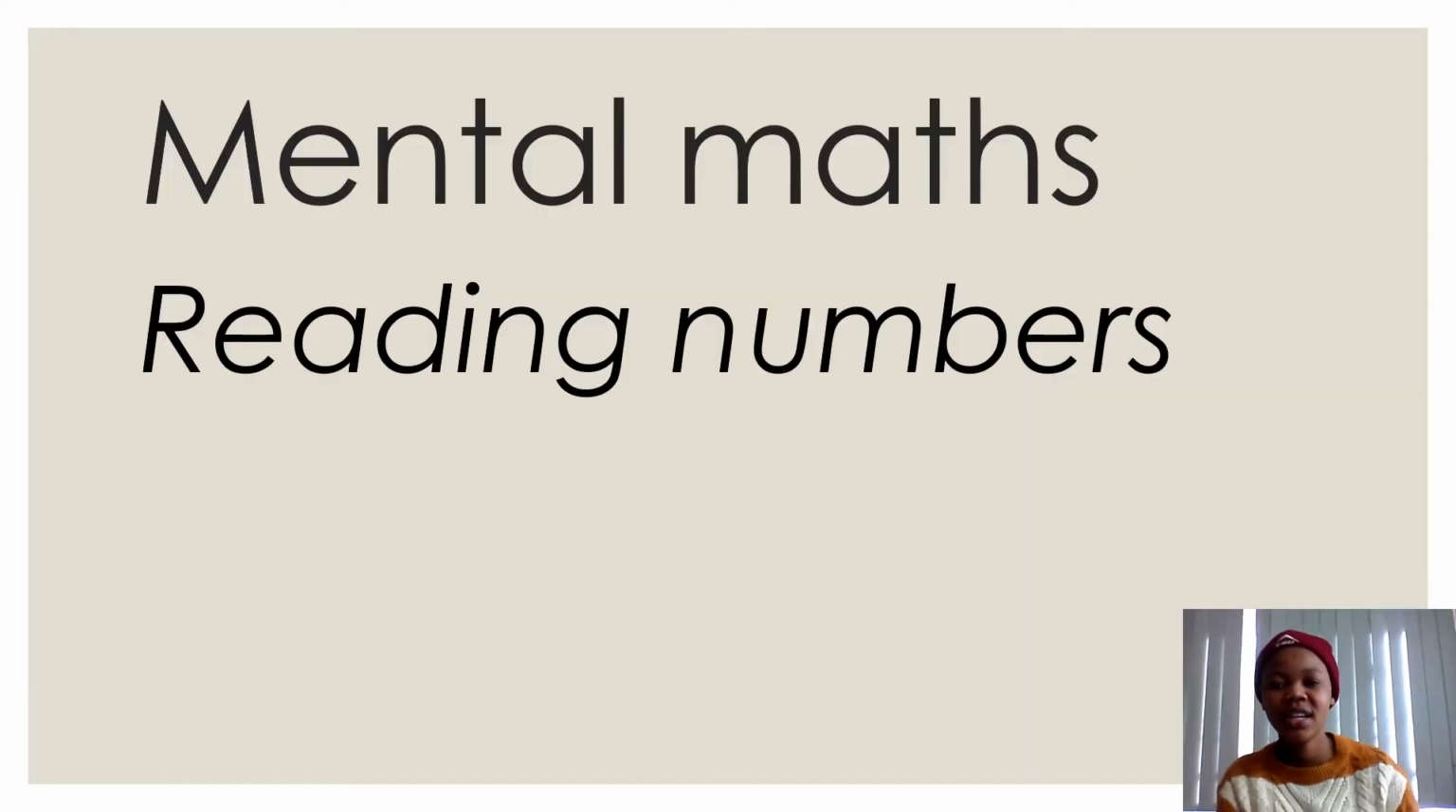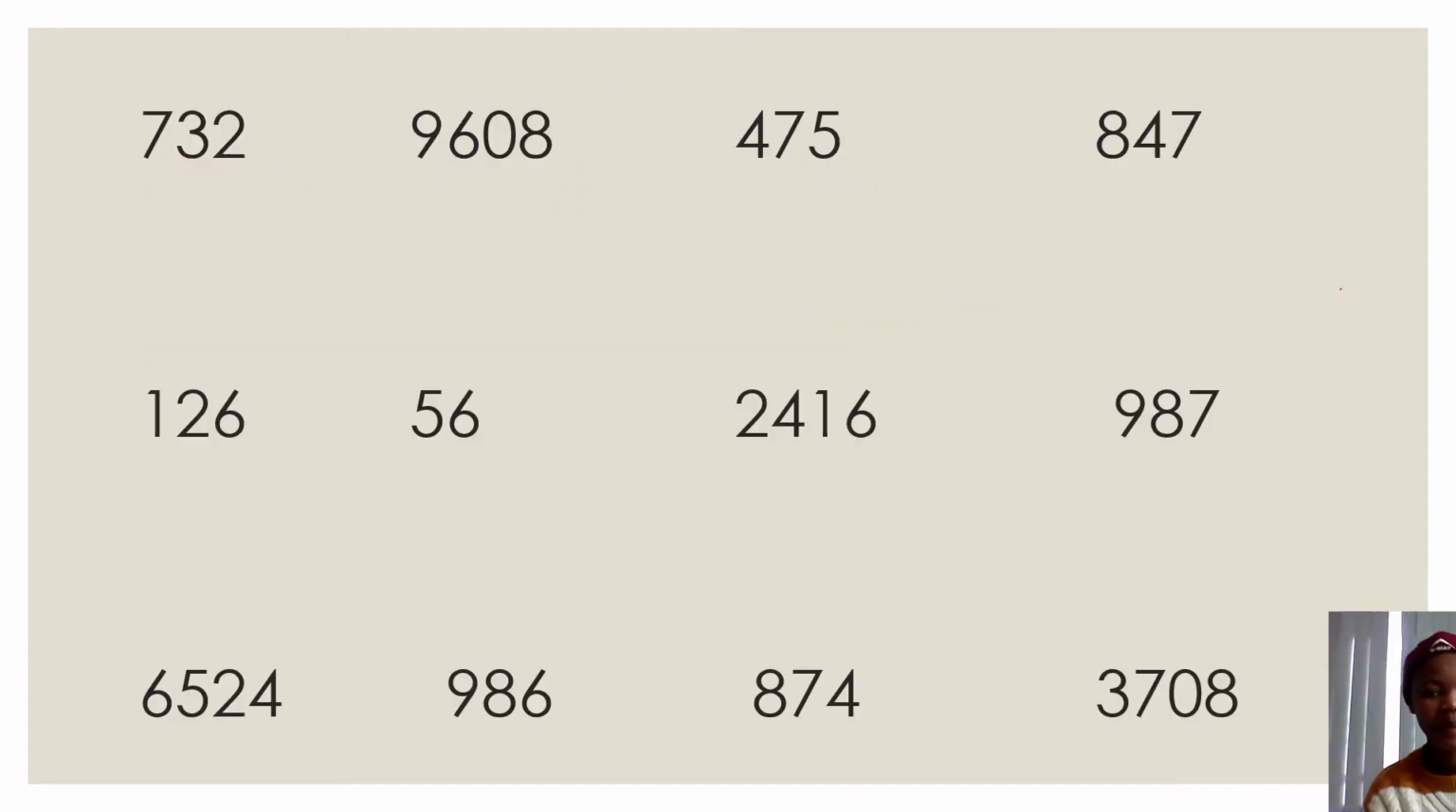Before we go into details about today's topic, let's try to read the following numbers. We have 732, 9,608, 475, 847, 126, 56, 2,416, 987, 6,524, 986, 874, and 3,708.